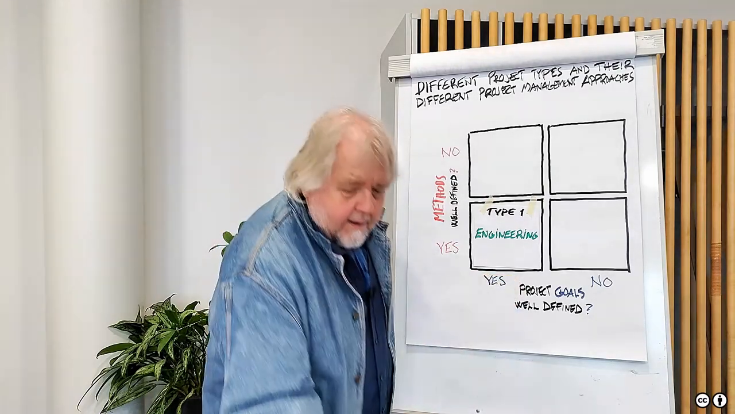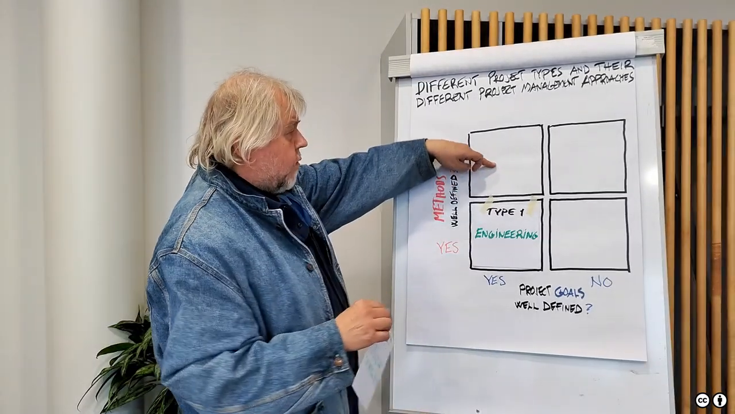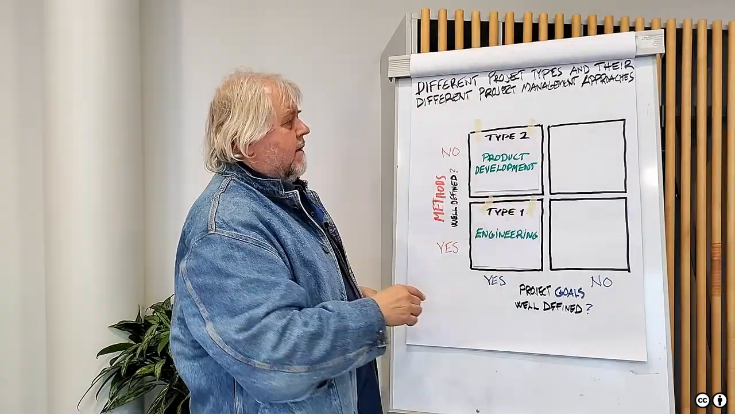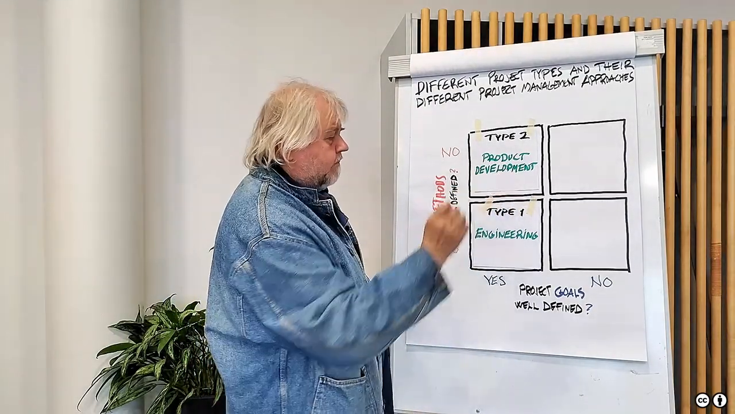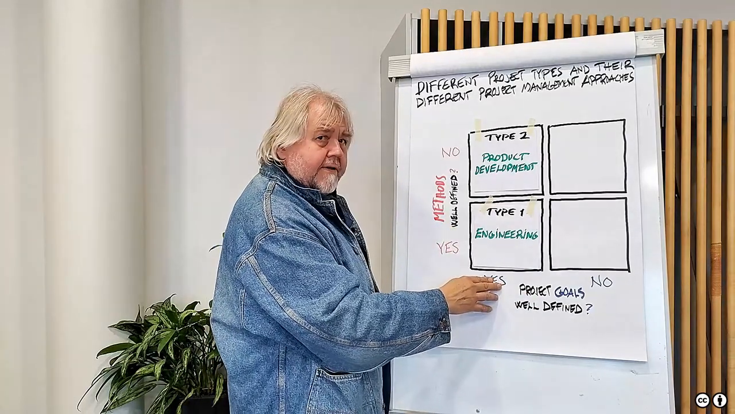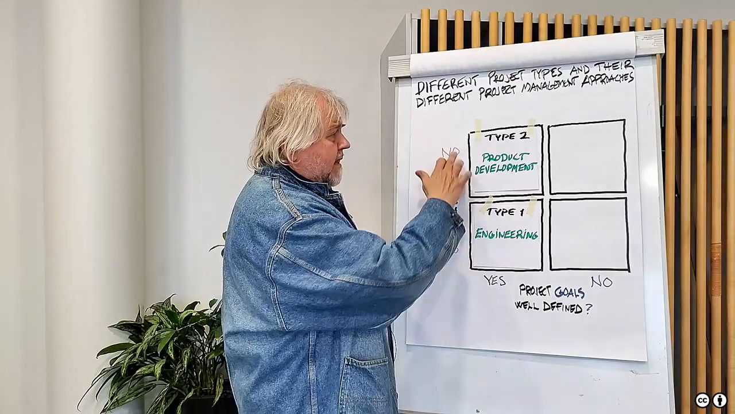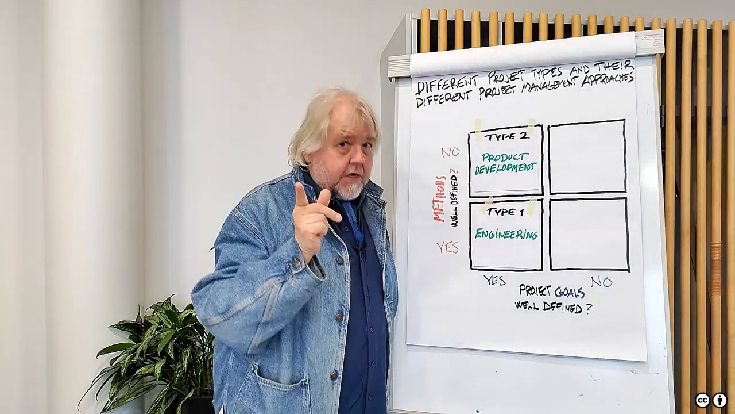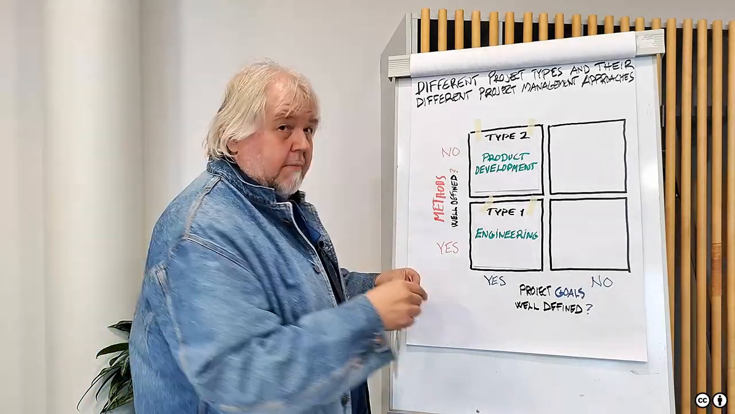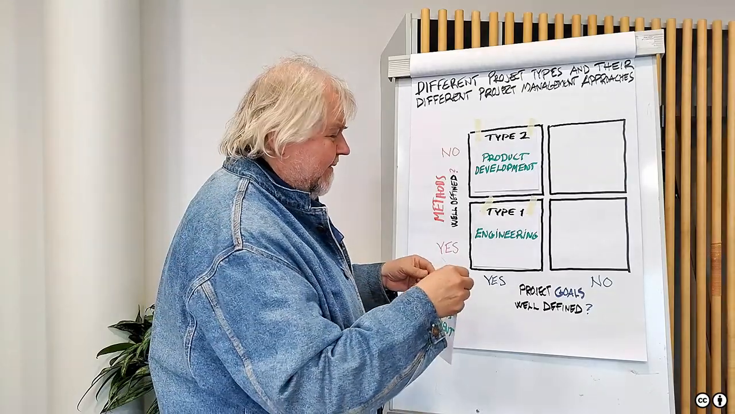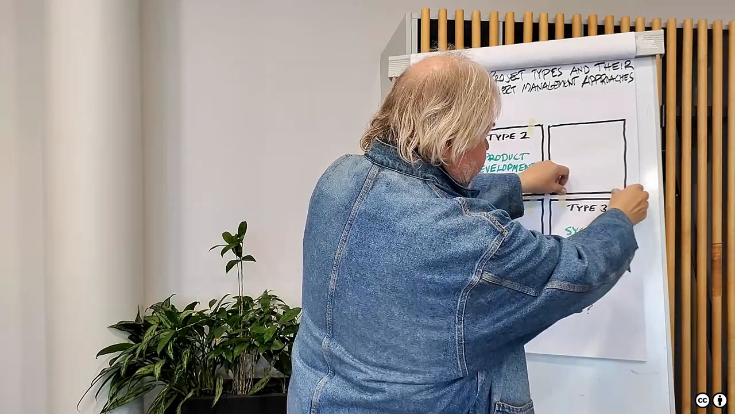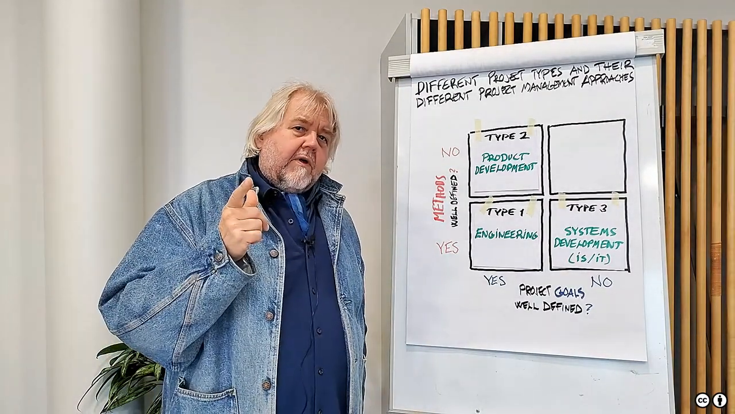Okay. Then when we are looking at this quadrant here, we might argue that there are type two projects, which he argues are product development projects. So the goals are well defined. We know what kind of a new product we want to bring to the market, but we don't necessarily have very well defined methods to do the project. This is his argument, not mine. And it should not be your argument either, but this is a good framework to understand and think about this issue about different methods.